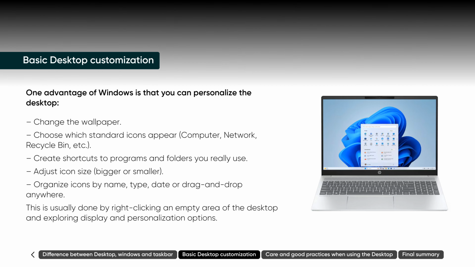Basic desktop customization. One advantage of Windows is that you can personalize the desktop. Change the wallpaper. Choose which standard icons appear: computer, network, recycle bin, etc. Create shortcuts to programs and folders you really use. Adjust icon size, bigger or smaller. Organize icons by name, type, date, or drag and drop anywhere. This is usually done by right-clicking an empty area of the desktop and exploring display and personalization options.